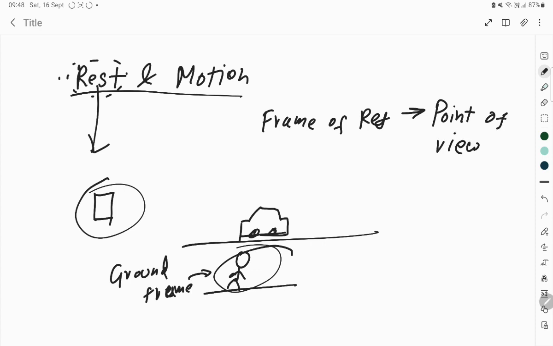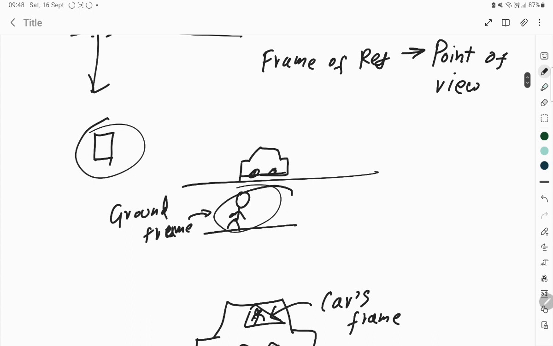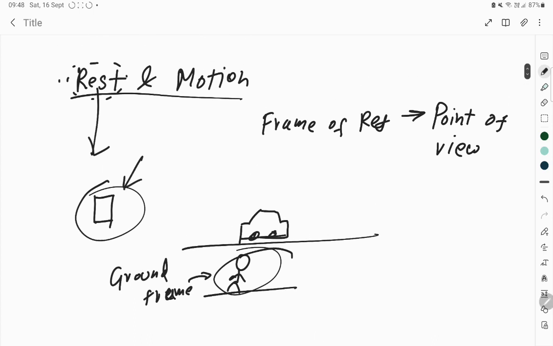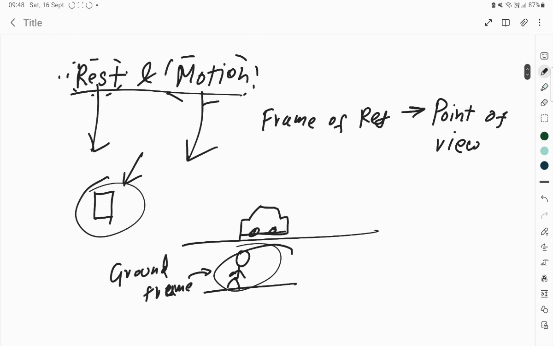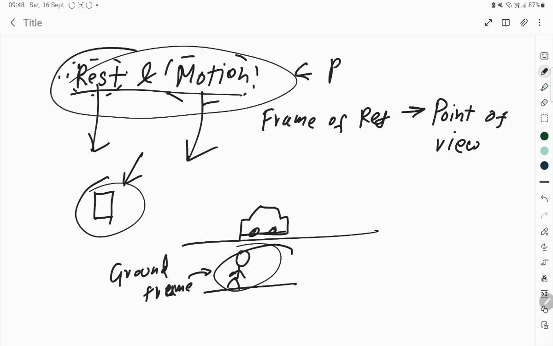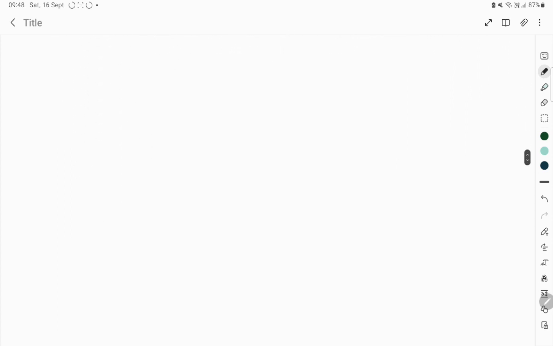So if the position of an object is not changing from our point of view, then we say that the object is at rest. The same can be said for motion. If an object changes its position from our point of view, then we say that the object is in motion. Now, you have to understand that rest and motion are two relative terms. Relative. What does this mean? Well, this means that an object can both be at rest and in motion, depending on the frame of reference chosen.